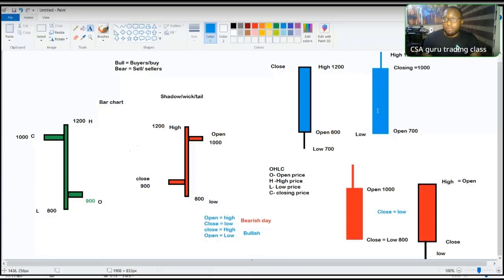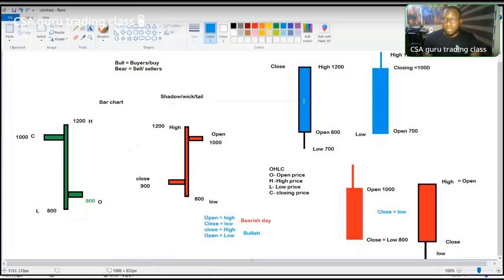If the body is longer and the wick is shorter, the bulls are usually in control. The possibility of the next candle being green or bullish, the possibility of the price going upward, is kind of high. That's the implication.